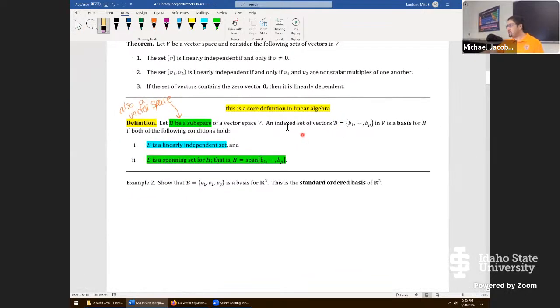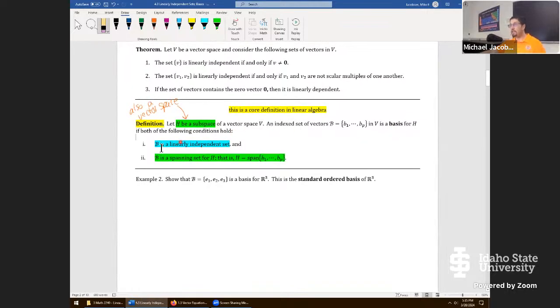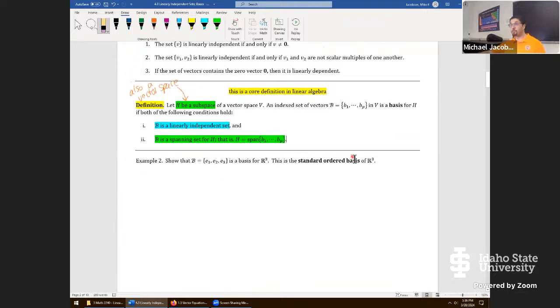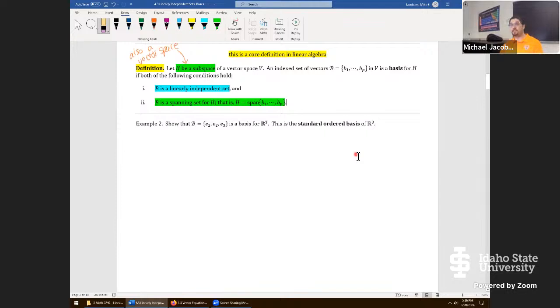So it's an indexed set of vectors. Indexing just means it's ordered. You have a B1, B2, all the way through BP. There'll be a basis for H if that set is linearly independent and it spans the set that we're interested in. So again, that's the whole definition right there. Any questions at all, folks, with the finally basis definition?